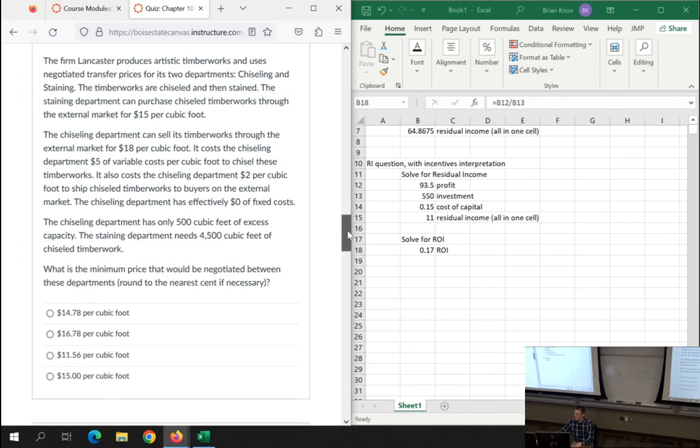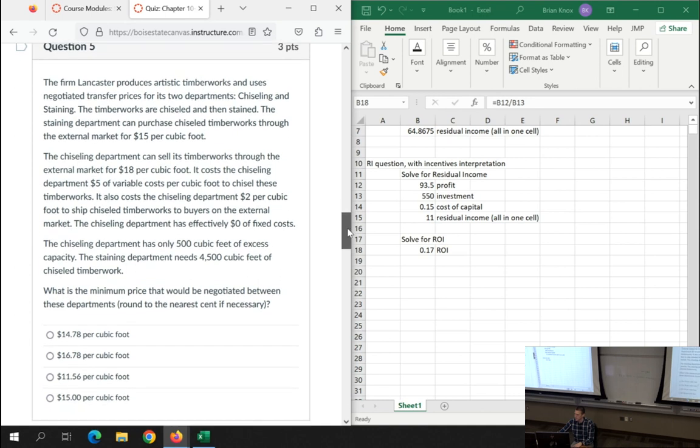All right, let's look at a transfer price question. Let's start here. So this is a decent one. The firm Lancaster produces artistic timber works and uses negotiated transfer prices for its two departments, chiseling and staining. The timber works are chiseled and then stained. The staining department can purchase chiseled timber works through the external market for $15 per cubic foot. So that's the external price for the buying department.